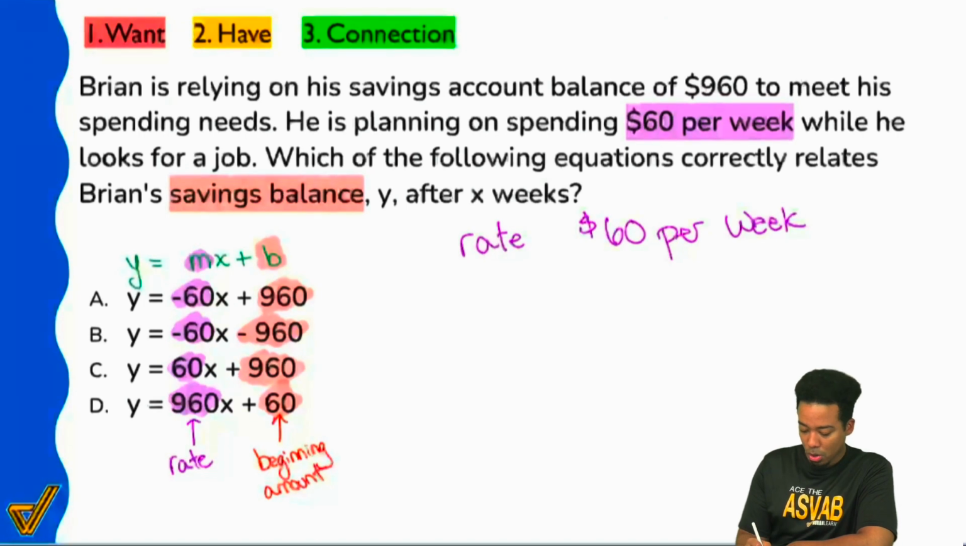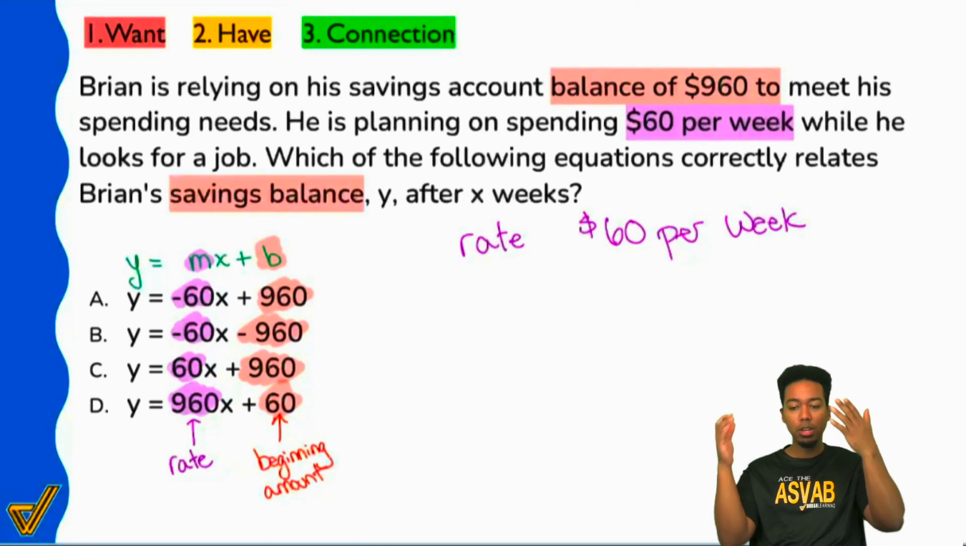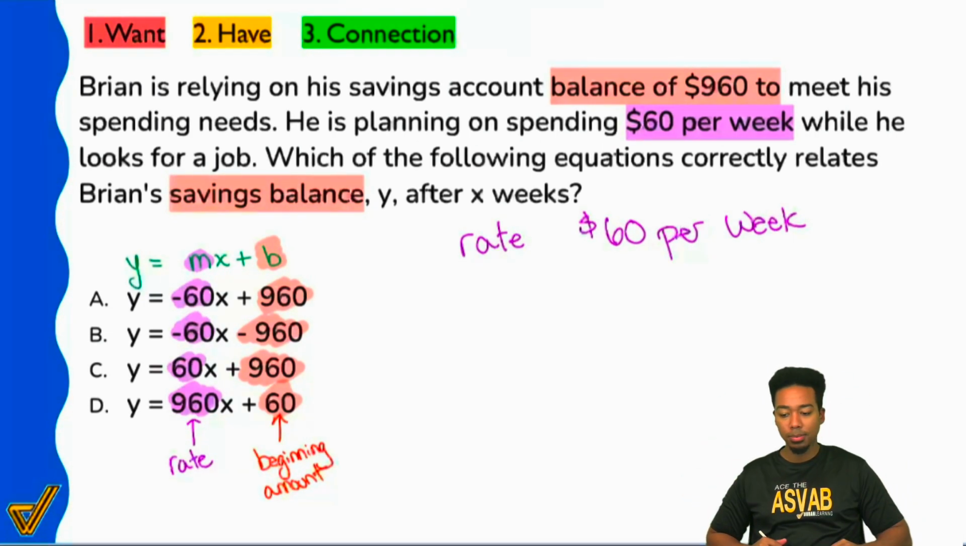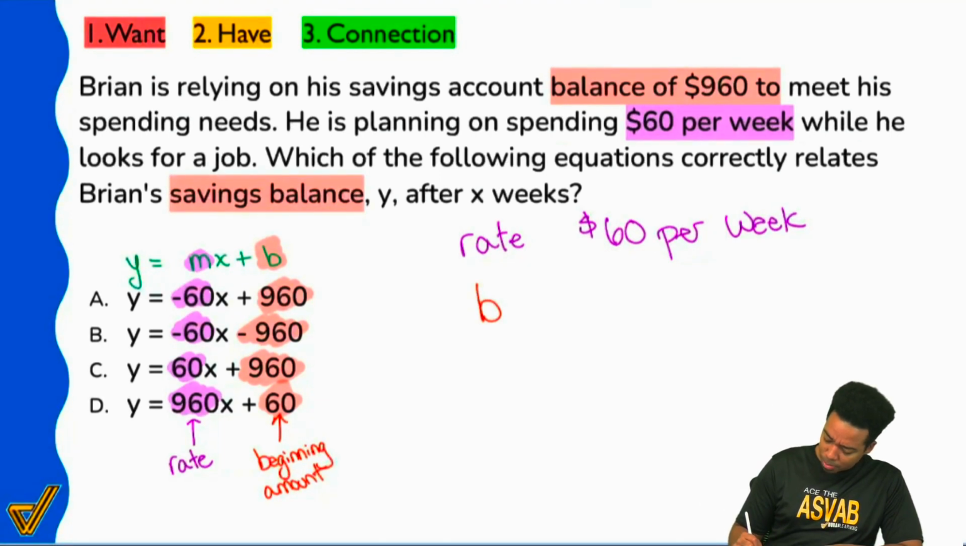And so that must mean the other number over here, the savings account balance of $960, is what he had at the beginning, right? He started his savings balance with this much, then he's starting to spend some of that money, right? Cool. Glad it makes sense. So B, the beginning amount, is 960.